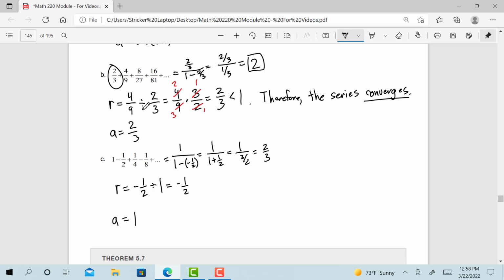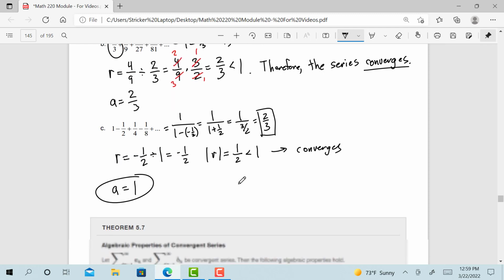Okay, so we start by finding r. We just divide 2 consecutive terms. So -1/2 divided by its previous term is -1/2, which means the absolute value of r is equal to 1/2, which is less than 1. So again, it converges. We also know the first term is 1. So when you plug those into our formula for the sum, we end up with 2/3. So hopefully that makes sense.